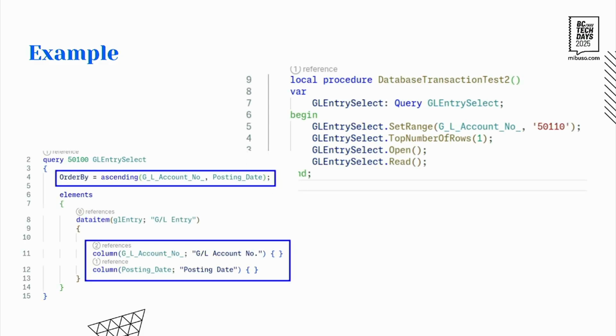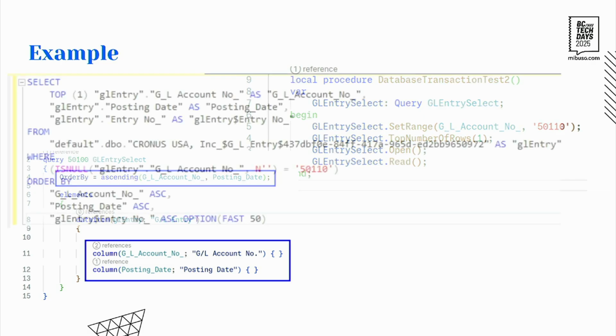Now, if we look at the same representation of data retrieval basically with a query, as we explained before, I'll do the set range on the GL account number, top number of rows 1 because of the find first, open, read, and the query definition says just the 2 columns I care about, and I also set the order by for the same fields I have in my index defined.